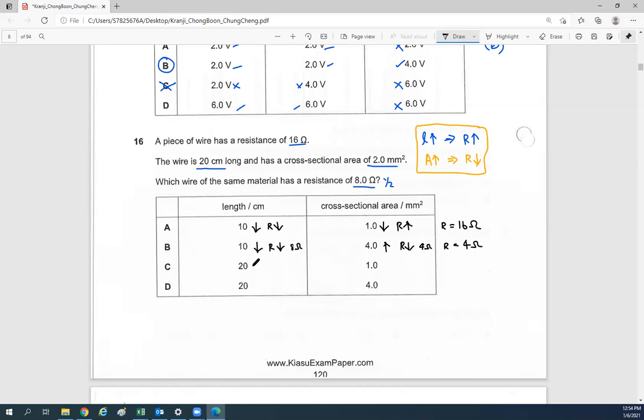This one does not change, so the resistance does not change either. So now the resistance is still 16 ohms.